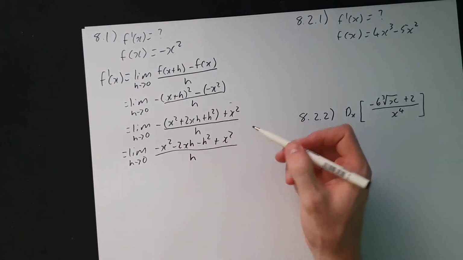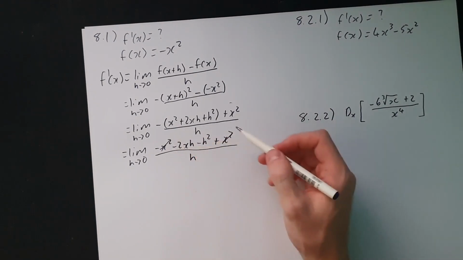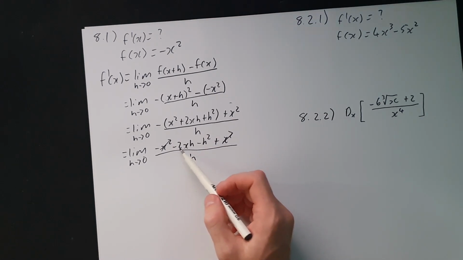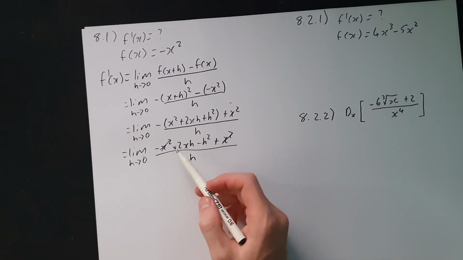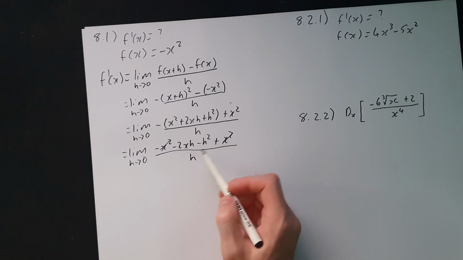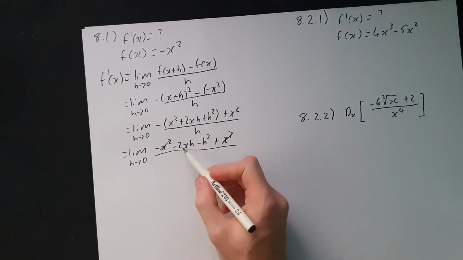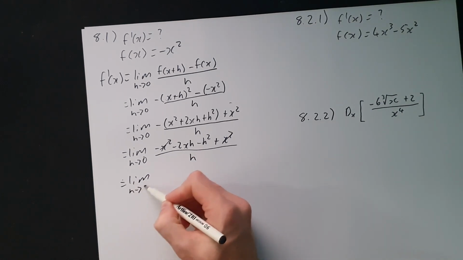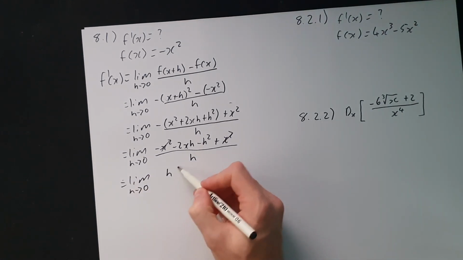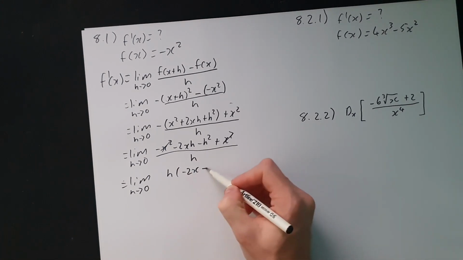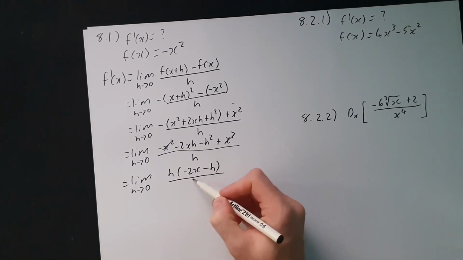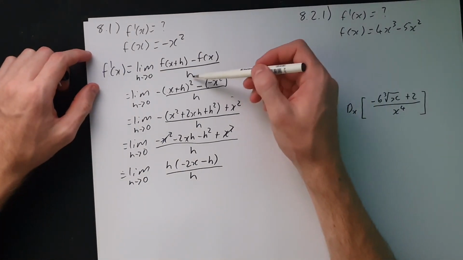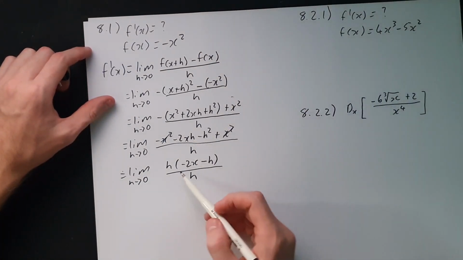All over h, so what cancels? x squared and x squared cancel. Then I'm going to take out an h from these two terms here. So what are we left with? The limit as h tends to 0 of h times (minus 2x minus h), all over h. The main point of first principles is you want to cancel this h out, and that's what we've done here.